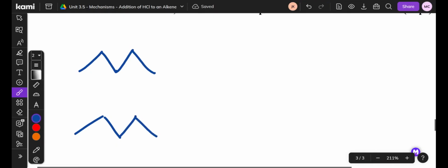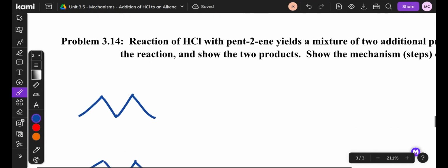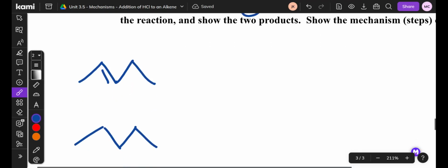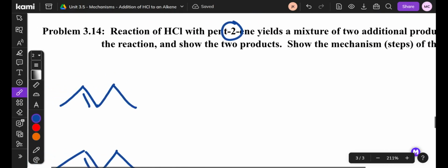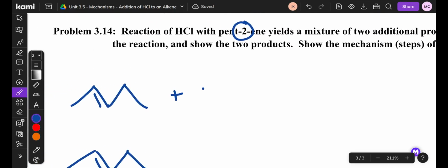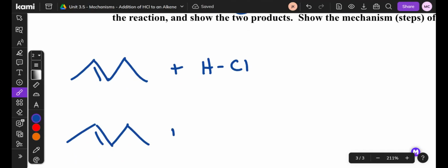Okay, so our double bond is where? The 2, so it's between the 2 and the 3, okay? And we also have a reaction with HCl, so I'll put HCl here, because we have a major and a minor product. And it says that there should be 2 different products here, okay? So let's say that the one on top is favoring the priority.